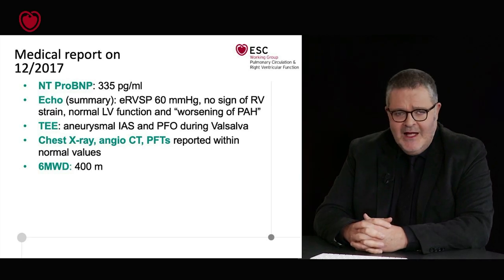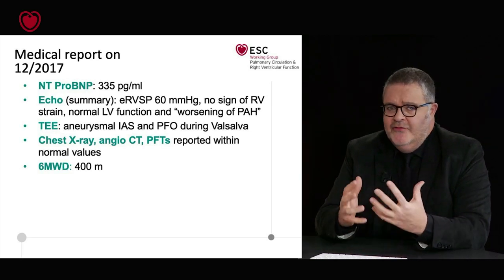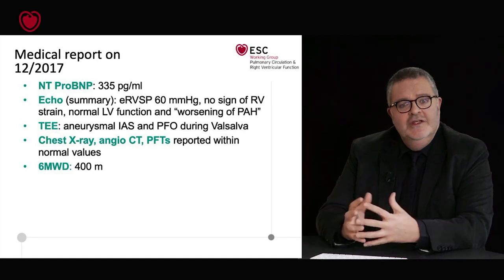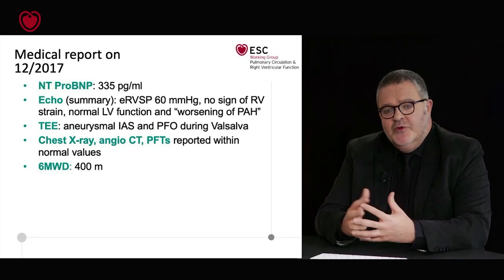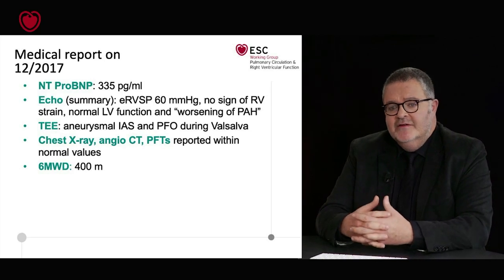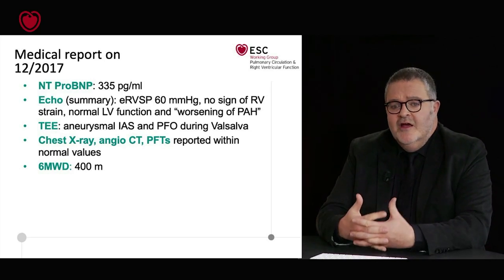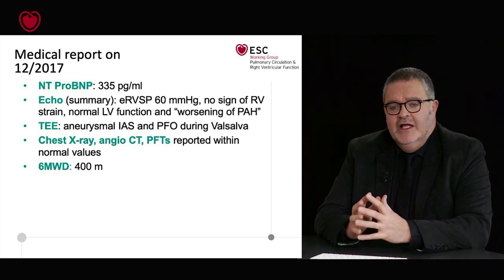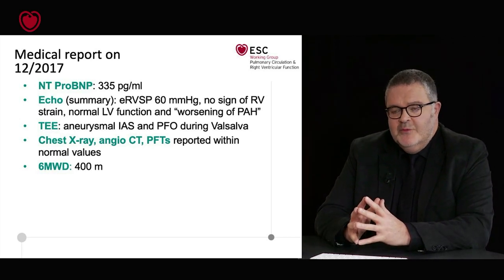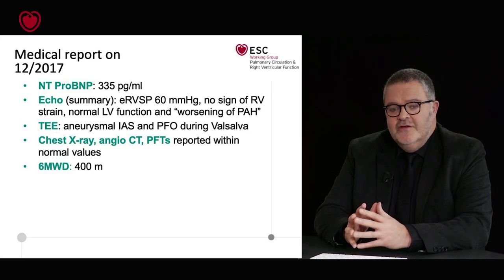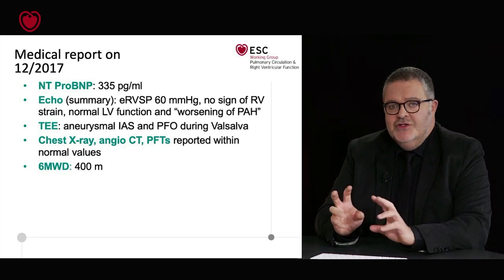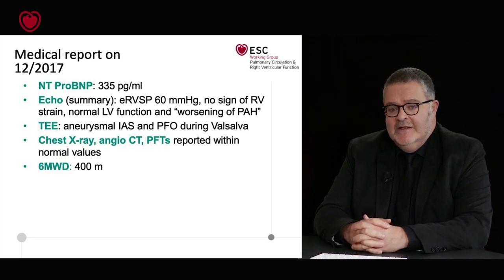She remained quite symptomatic for 6 months, and she went back to the clinic at another institution in December. When the workup was done again for what was called unexplained dyspnea, you can see here the results of the initial workup. NT-proBNP just above the limit. She's an obese patient. The summary of the echo, and I would like to insist on what was written in the summary, the estimated right ventricular systolic pressure was 60, no signs of RV strain, normal LV function, and it was called to be worsening of pulmonary arterial hypertension, and we'll come back to that in a minute.